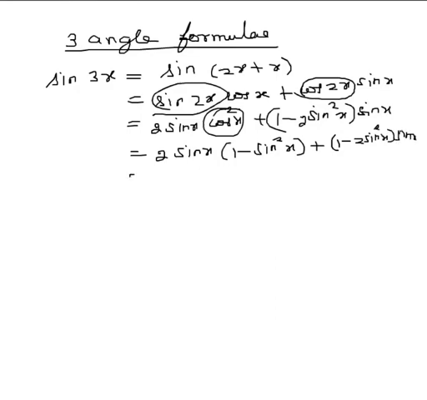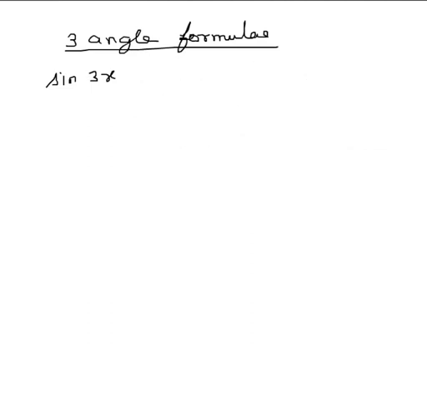Now open the brackets. Everything I changed in terms of sin. Open the brackets and simplify. We get 3 sin x minus 4 sin cube x. Okay, this is how we derive the formula. Derivations are not important. I am just showing it so that it will be easy for you to memorize. So the sin 3x formula is 3 sin x minus 4 sin cube x.